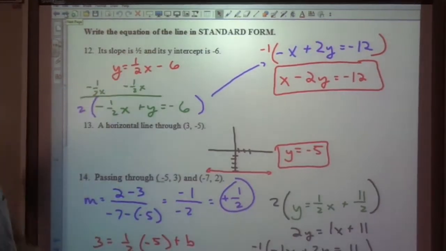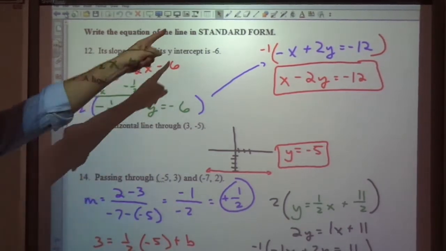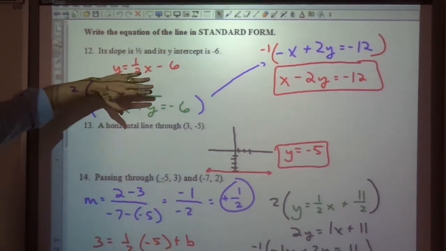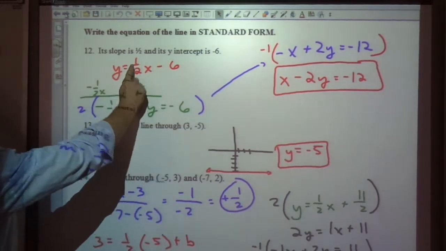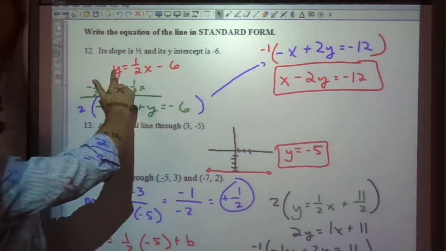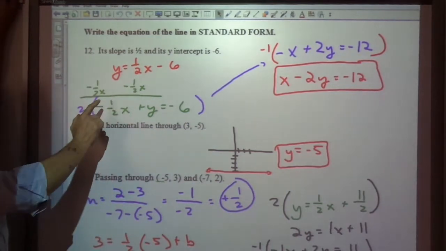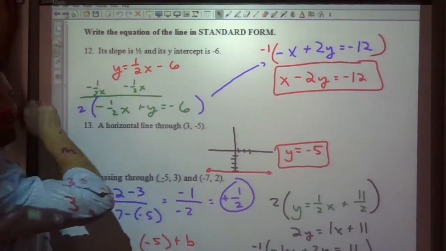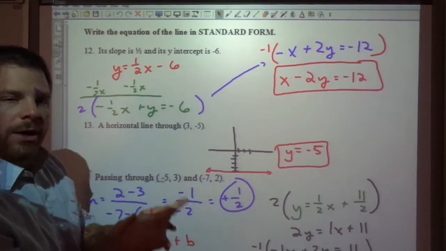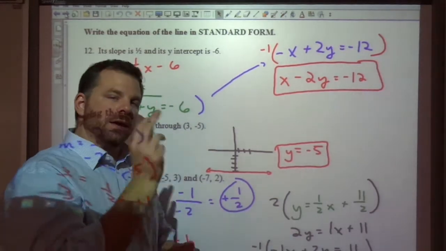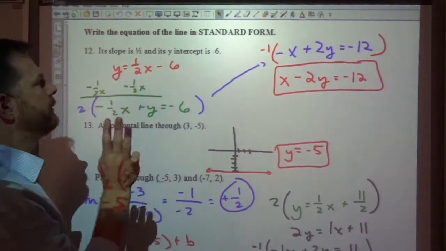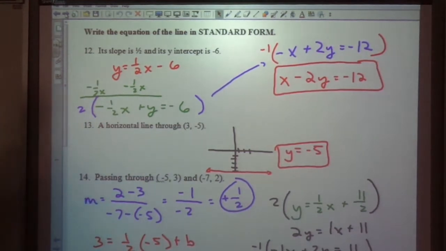We have a slope and we have an intercept. We're trying to put it into standard form. So first we write it in slope-intercept form. y equals 1/2 x minus 6. That's slope-intercept form. But to change it to standard form, I want ax plus by equals c. I want no fractions or decimals. I want x and y on the same side. And I want the x term to be positive. Those are the 3 important things about standard form.